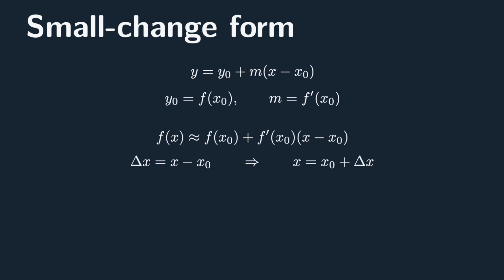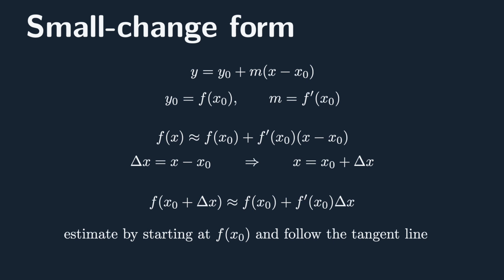That means we can write the approximation as f(x₀ + Δx) ≈ f(x₀) + f′(x₀)Δx. This says that if we move a small amount away from x₀, we can estimate the function value by starting at f(x₀) and following the tangent line.